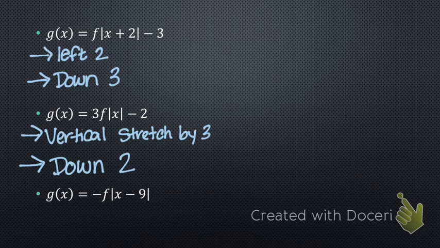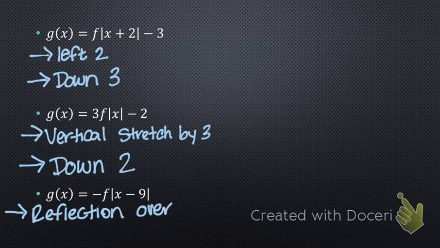So we have the negative sign out front of f. So to the left of f, we have a negative sign. That negative sign causes a reflection. And since it's out to the left of f, it's a reflection over the x-axis. So since we have a negative out in front of f, it's a reflection over the x-axis.